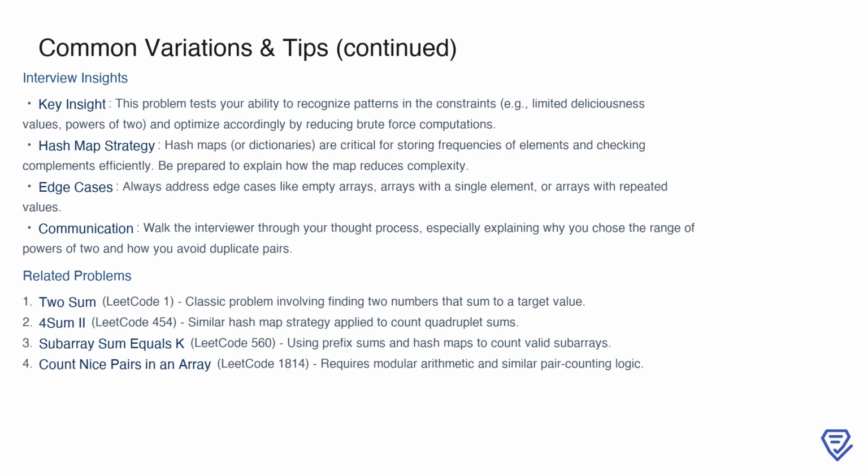Also, don't forget to address important edge cases, such as empty arrays, arrays with only one element, or arrays with repeated values. Communication is critical during an interview, so walk your interviewer through your thought process step by step. For instance, explain why you chose a specific range of powers of 2 and how you avoided counting duplicate pairs. Additionally, this problem connects to several others, like Two Sum, Four Sum 2, and Subarray Sum Equals K, which all involve hash map-based strategies. Studying these related problems can deepen your understanding of the underlying techniques.